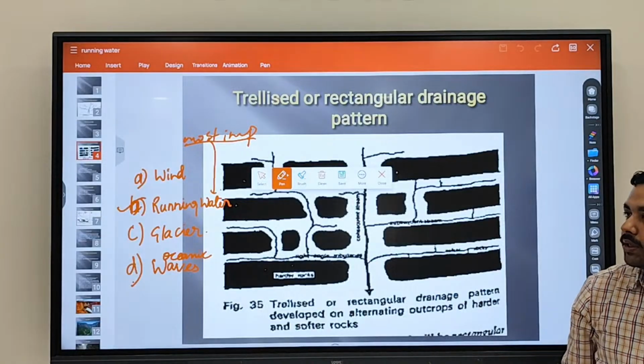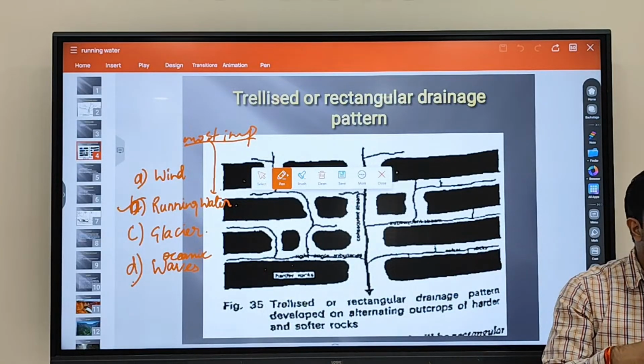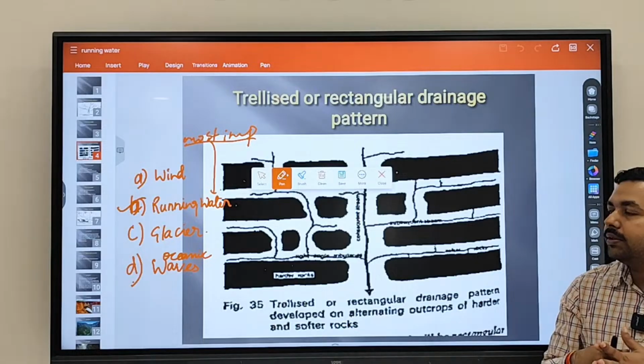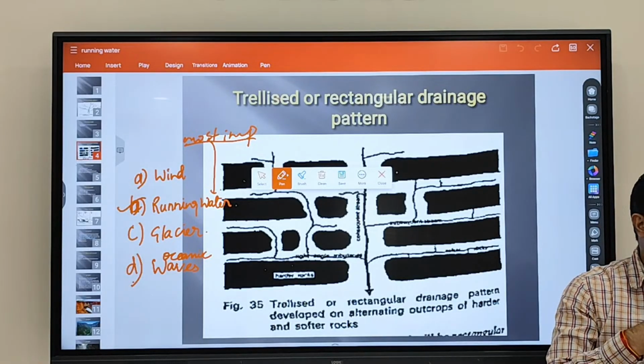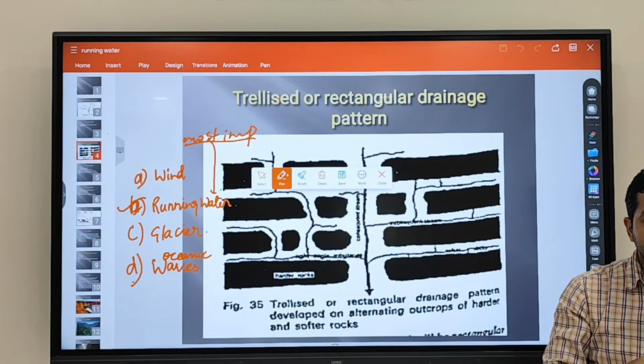Why is it running water? Because we discussed river can flow through any areas, and that's why they have a lot of erosion capacity and deposition capacity. Clear? Any doubt regarding this part?